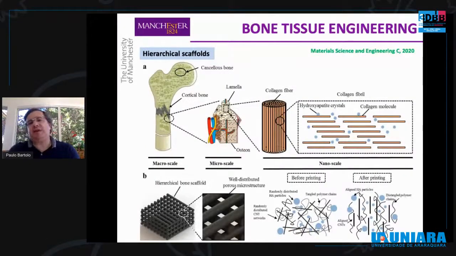Another area particularly relevant for us is the design and fabrication of hierarchical scaffolds. We published a paper this year showing this approach using an extrusion-based process to create PCL, hydroxyapatite and multi-wall carbon nanotubes scaffolds, mimicking the micro and nanoscale structure of bone. In this paper, we show that the multi-wall carbon nanotubes were aligned along the printing direction, similar to the collagen fibrils in the bone, with nano hydroxyapatite particles interdispersed between the multi-wall carbon nanotubes, acting as the natural hydroxyapatite crystals in bone.